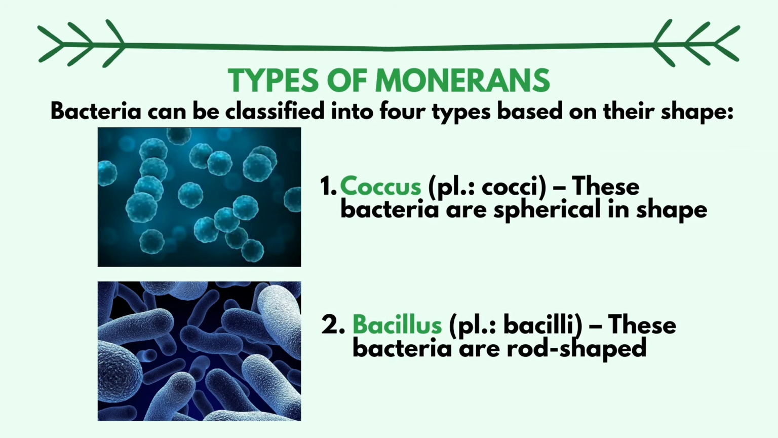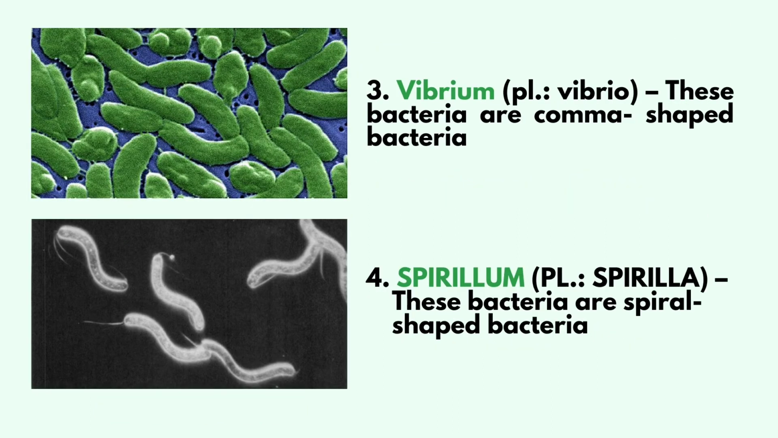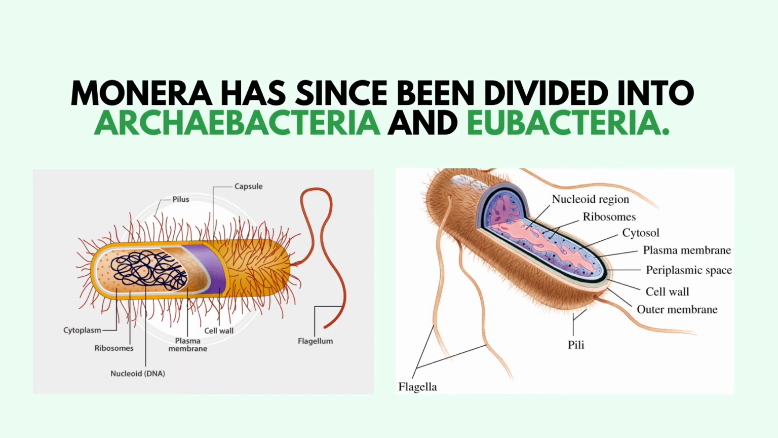Bacteria can be classified into four types based on their shape. The first one is the coccus. These bacteria are spherical in shape, while the second one is the bacillus. These bacteria are rod-shaped. The third one is Vibrio. These bacteria are comma-shaped. And lastly, the Spirillum. These bacteria are spiral-shaped. Monera has since been divided into Archaebacteria and Eubacteria.